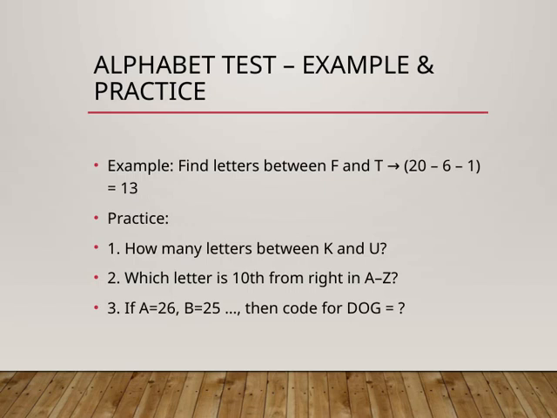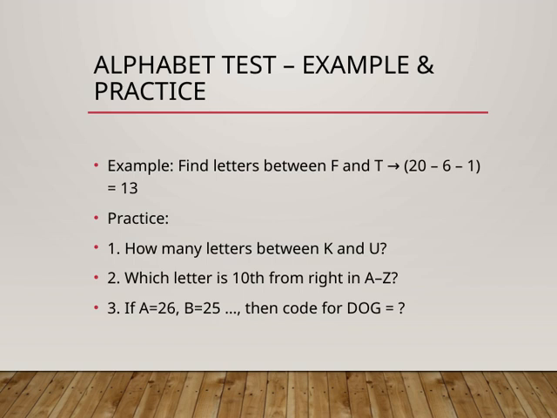Let's take a closer look at the alphabet test, starting with the example. When we're asked to find the number of letters between F and T, we count the positions in the alphabet. F is the 6th letter, and T is the 20th. Subtracting 6 from 20 gives us 14, but since we're asked for the letters in between, we subtract 1, resulting in 13. Now moving on to the practice questions.